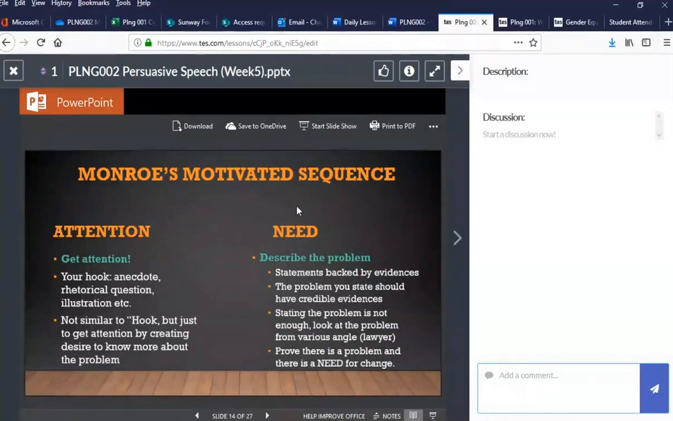Okay, next is the need: describe the problem. Whatever problem that you're going to present to them, it must be backed by evidence. So you should have credible evidence from external sources. Just like your argumentative essay, you need to bring in the facts, the statistics, the research. Stating a problem is not enough. Look at the problem from various angles, like a lawyer. Prove there's a problem, and there's a need for change. Why they should change. Okay, let's look at attention here first.